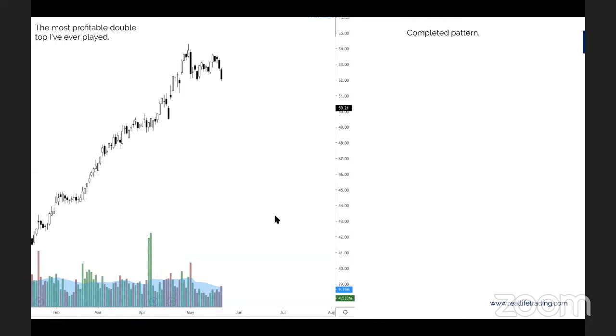Ladies and gentlemen, am I going to take a breakout or am I going to try to get in on a retest? I'm going to try to get in on a retest. Do we retest? Yes, we do. Does the volume increase? Yes, it does. Do we now close below the neckline for sure? Yes, we do. Is this a confirmed double top? Yes, it is. Now, does that mean it's going to work?